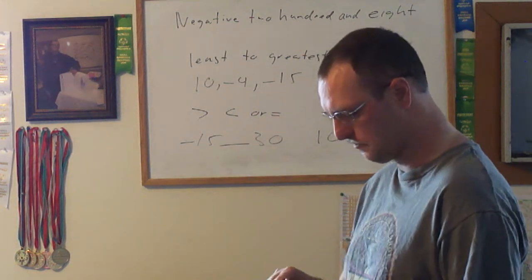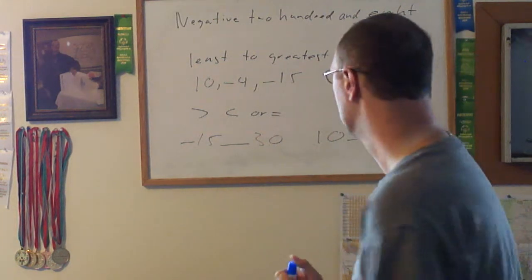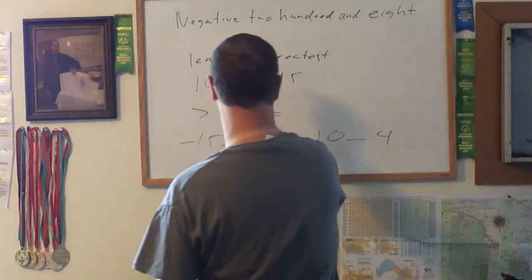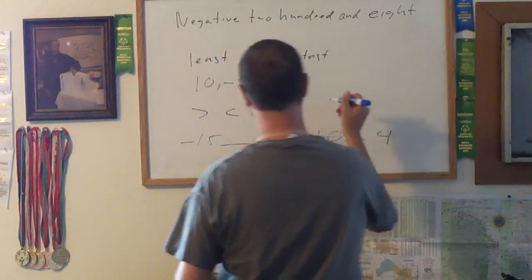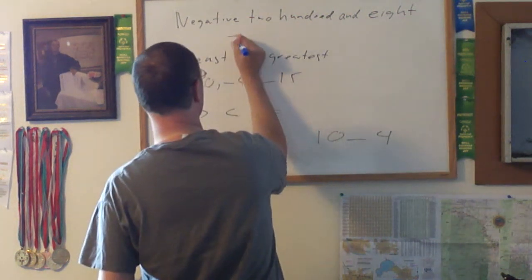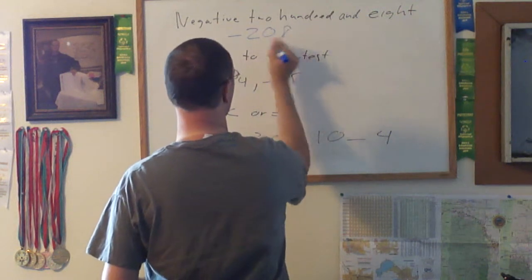So this is pre-algebra right now. Let's begin. The first one is writing numbers. Negative 208. Easy. Negative 208 for sure.